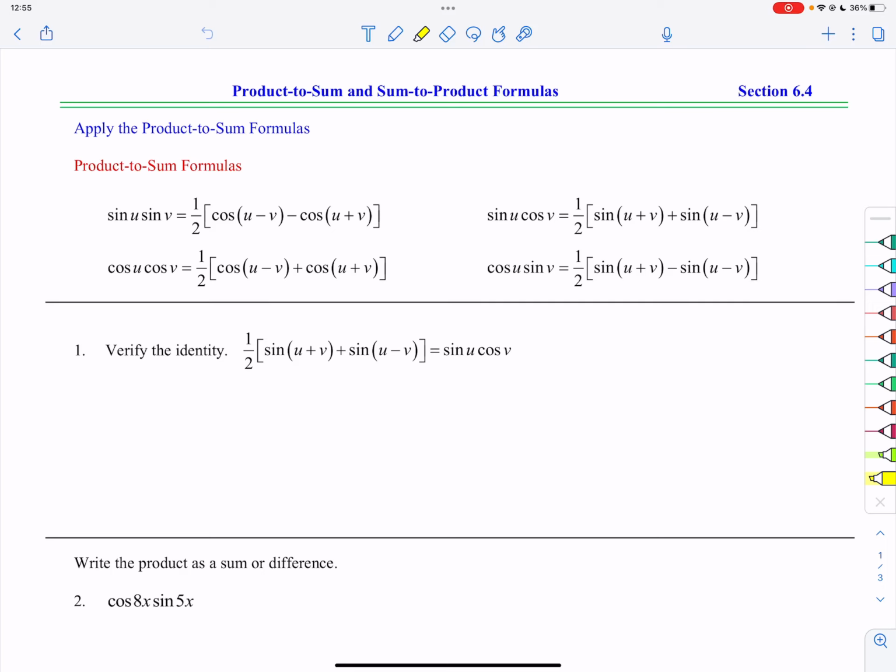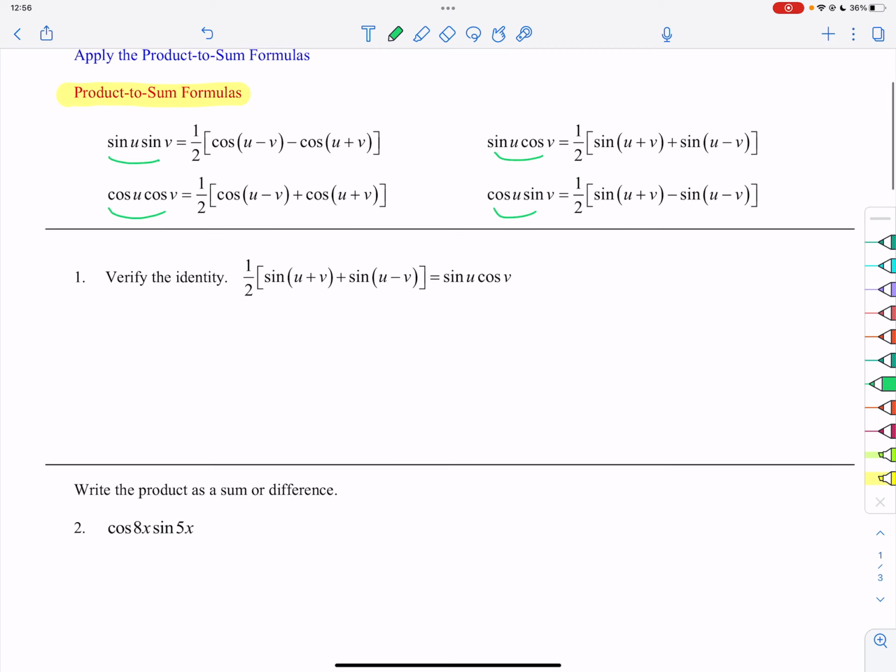This is section 6.4, product to sum and sum to product formulas. We'll begin with the product to sum formulas. As you can see, we have a formula that takes the product and we create a sum. And of course, a sum and a difference is the same thing. Also, the product to a sum. Product to a sum. And they're all a little bit different. Let's go ahead and try number 1.